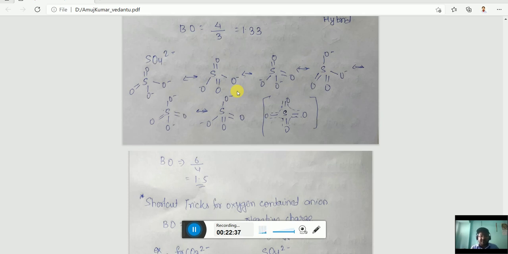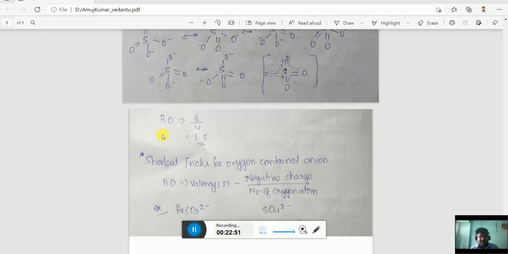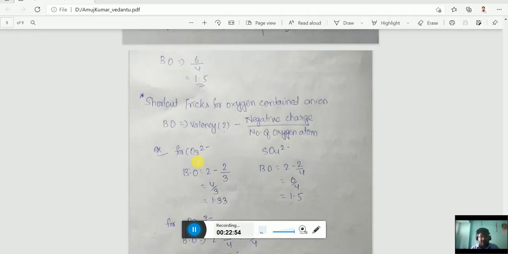Now, very important: the shortcut trick for oxygen-containing anions, such as sulfate, carbonate, phosphate, chlorate, and any other such type. We will explain with this example. Here the oxygen has valency 2, the formal charge is 2 minus, and the total number of oxygen atoms is 3. Hence the bond order will be 2 minus 2 by 3, 4 by 3, 1.33, the same bond order as before.